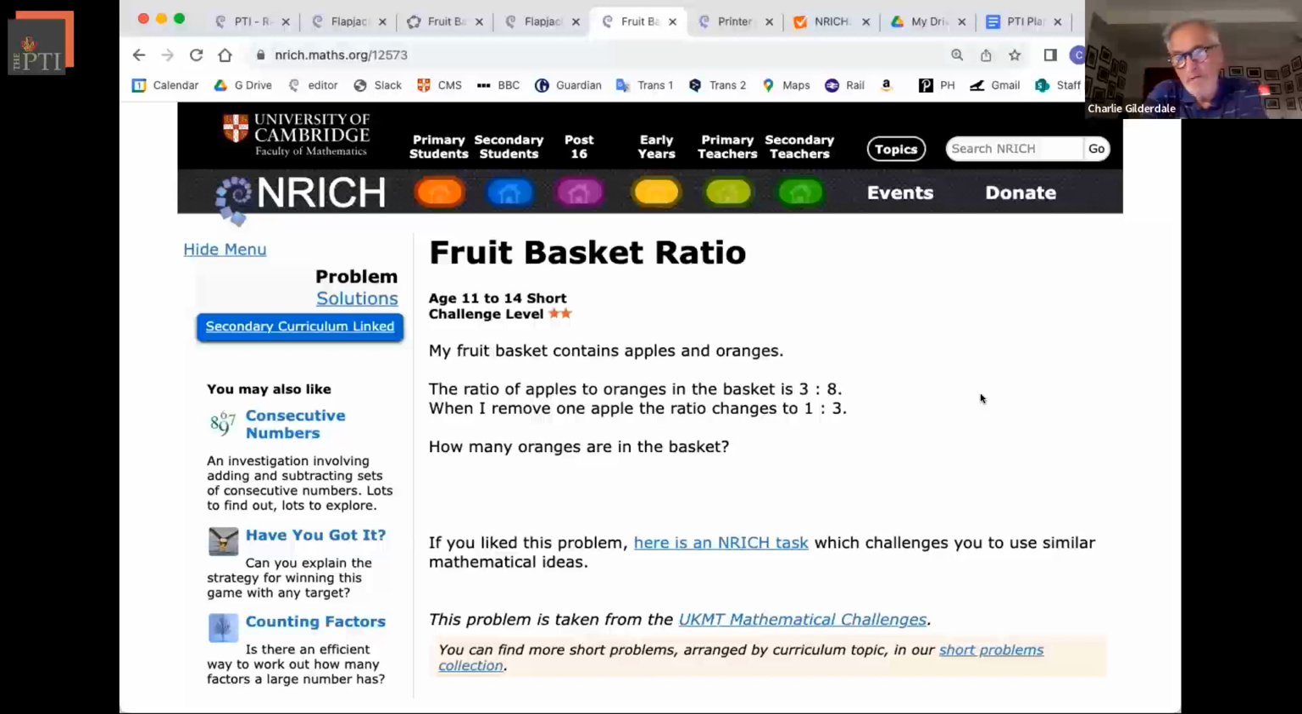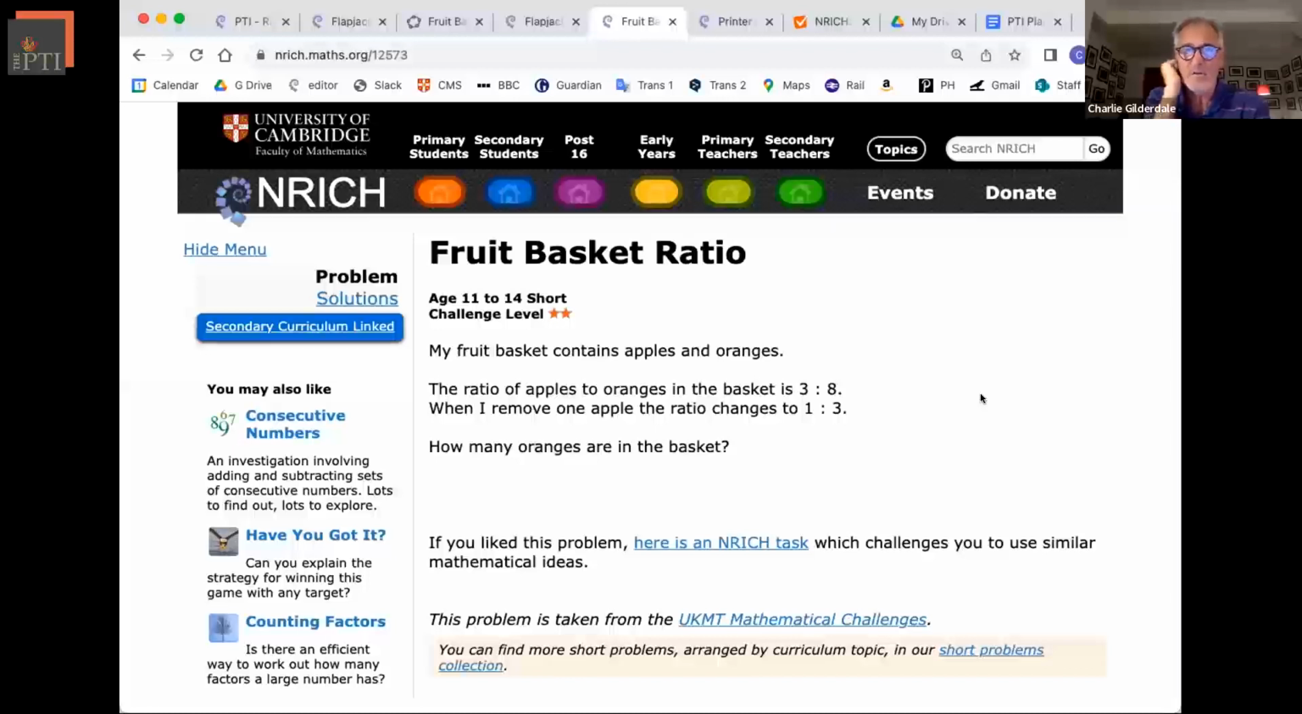So I suppose one way of thinking about this might be to realize that if the ratio of the original basket is 3 to 8, then the number of oranges is a multiple of 8. And then when you remove one apple, the ratio is 1 to 3, but the number of oranges hasn't changed. So the number of oranges has got to be a multiple of 3. So then the number of oranges has got to be both a multiple of 8 and a multiple of 3. So 24 seems like a possibility.